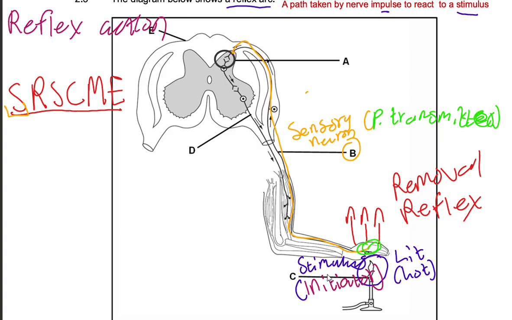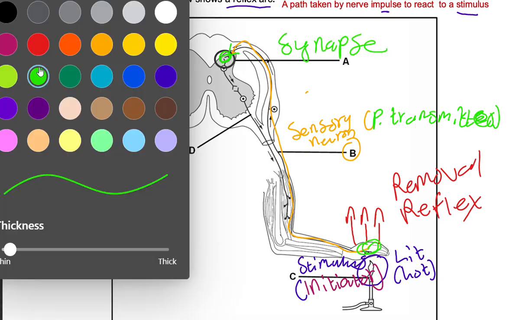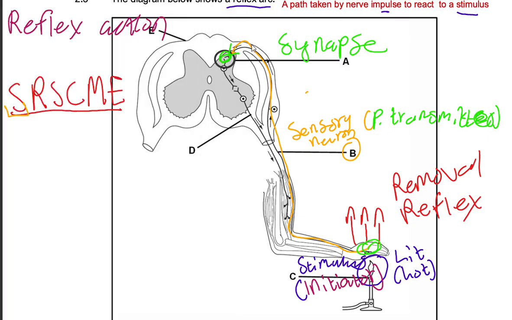Now, when the stimulus is detected, it is then converted into a nerve impulse, which will be transmitted by the sensory neuron from the receptor towards the what now? Towards the spinal cord. Now, as you can see, at our spinal cord, we have part A. Now, part A is what we call a synapse. A synapse is a microscopic gap that allows the communication between one neuron and the next neuron, between two neurons.